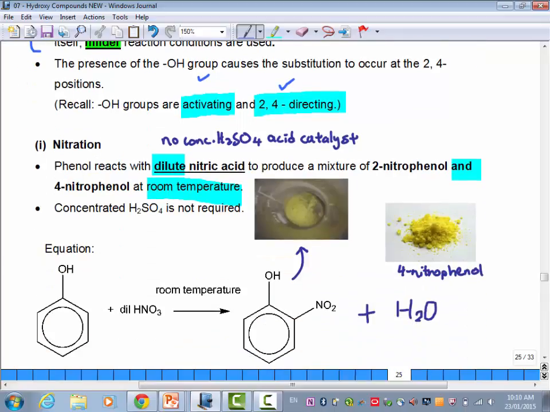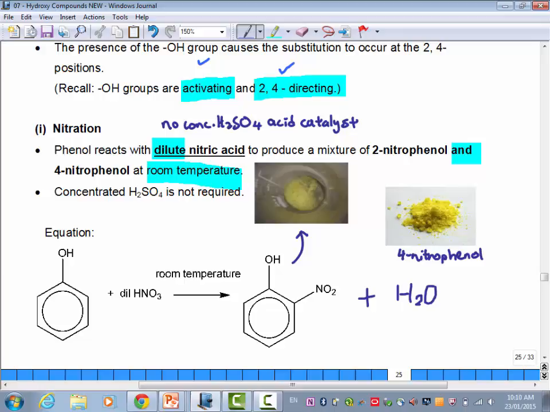So in the context of nitration, previously when you had benzene, the reagents and conditions are what? Conc. H2SO4, conc. HNO3, what's the temperature? 55 degrees Celsius, right? Correct? So what's the purpose of using conc. H2SO4? Catalyst to generate a strong electrophile, NO2+.